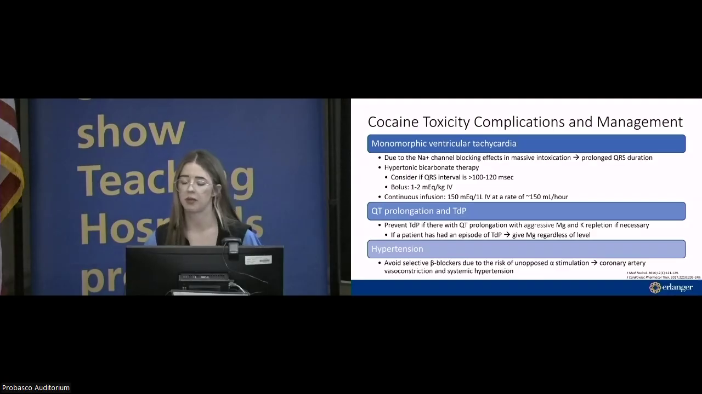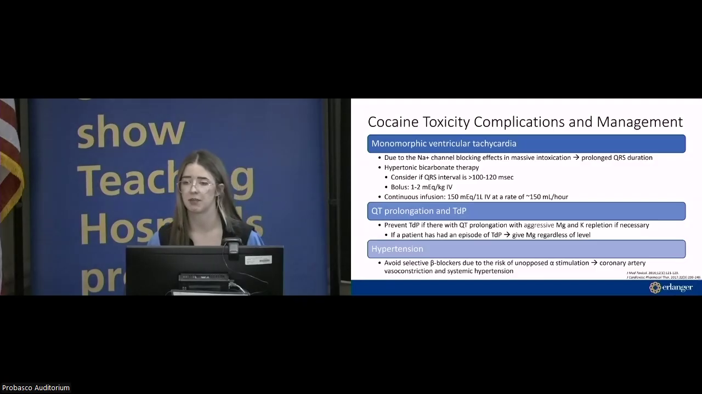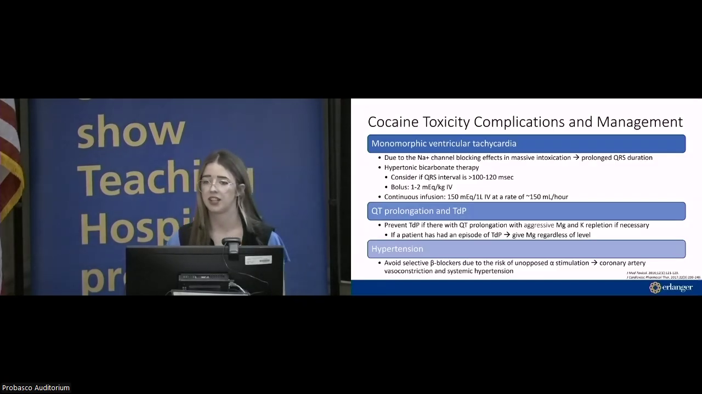Hypertension is another common complication. You want to avoid selective beta blockers in these patients because of the risk of unopposed alpha stimulation. That can worsen coronary vasoconstriction and systemic blood pressure. Instead, you want to rely on benzodiazepines to blunt the sympathetic outflow, and if needed, vasodilators such as nitroglycerin or nitroprusside can be used.